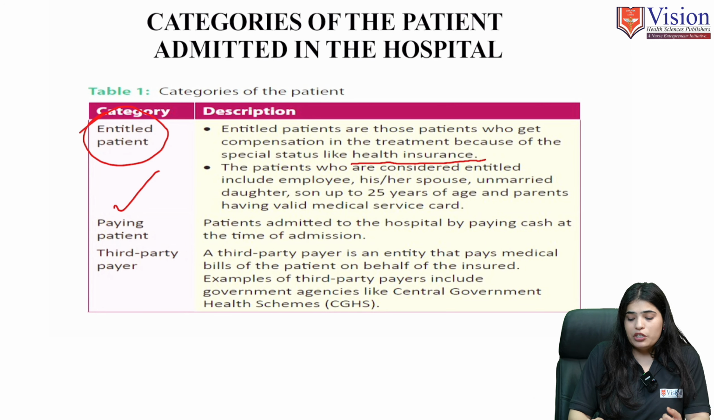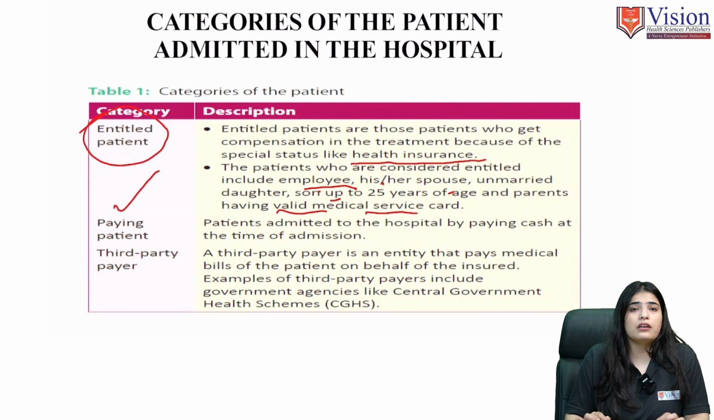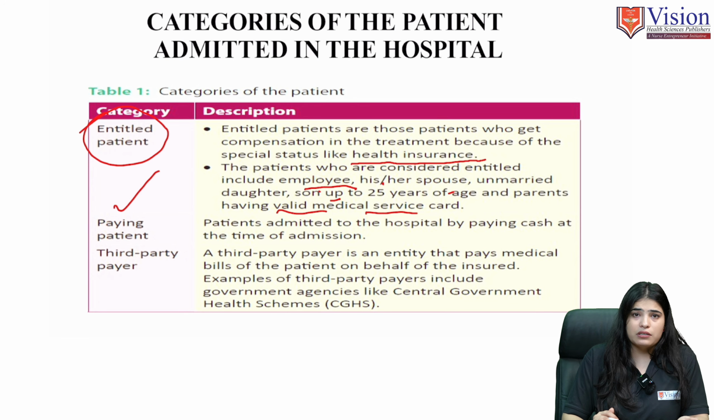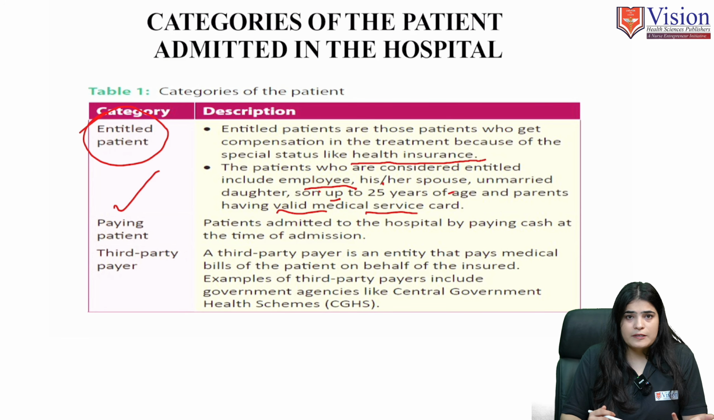The patients who are considered entitled include employees, his or her spouse, unmarried daughter, son up to 25 years of age, and parents having a valid medical service card. So entitled patients are those whose medical bill will be handled by someone else, for example, health insurance.